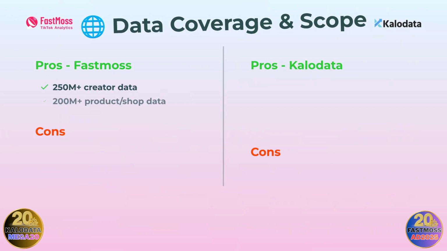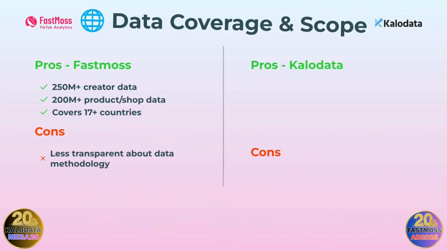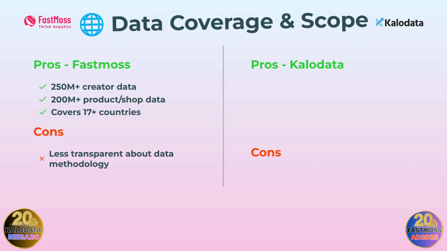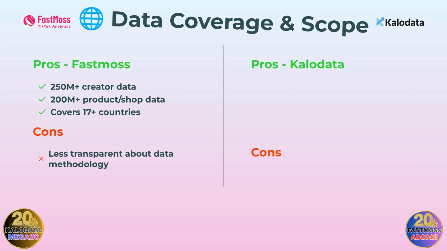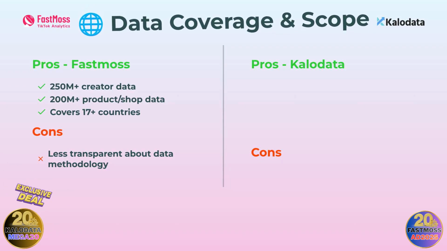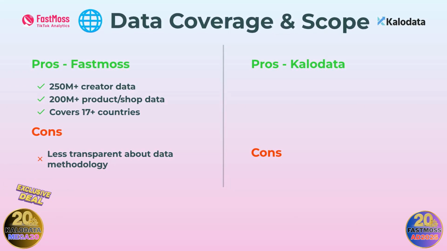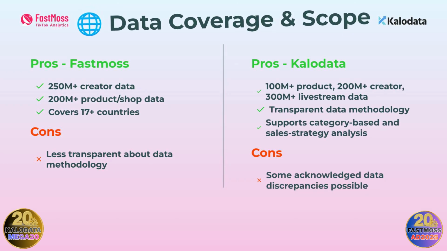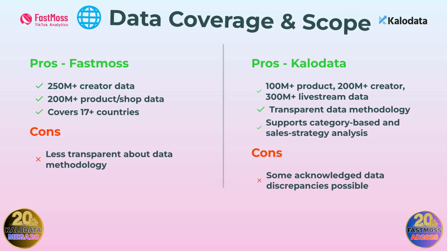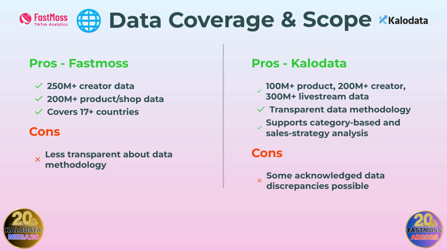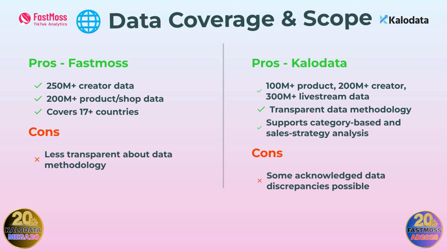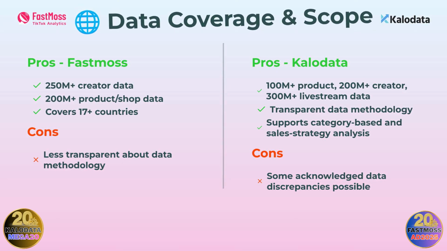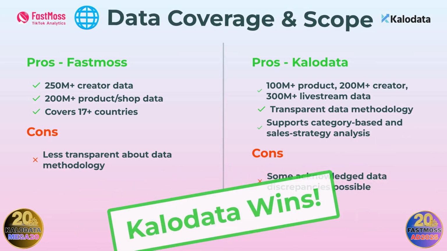Time to check out who's got more data. FastMoss says 250 million creator profiles, over 200 million products and shops, shares data across 17 countries, so it's massive. But there's not a lot of info on how they're collecting it all, which, I won't lie, always makes me pause. Kalodata is out here shouting their numbers from the rooftops. 100 million products, 200 million creators, 300 million live streams. Plus, they're super clear about their data methods and even let you sort by category and sales strategy. They do admit there could be some discrepancies, but at least they tell you, right? Gotta give this one to Kalodata for the transparency and next-level scope.